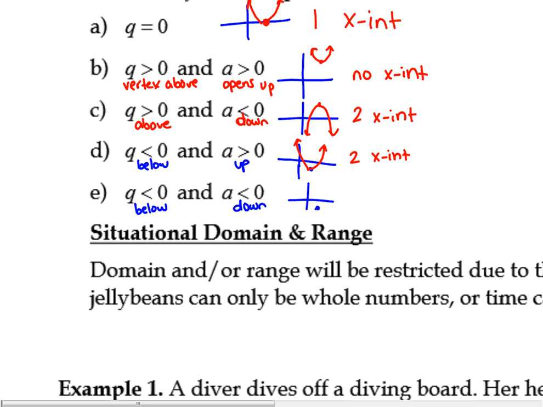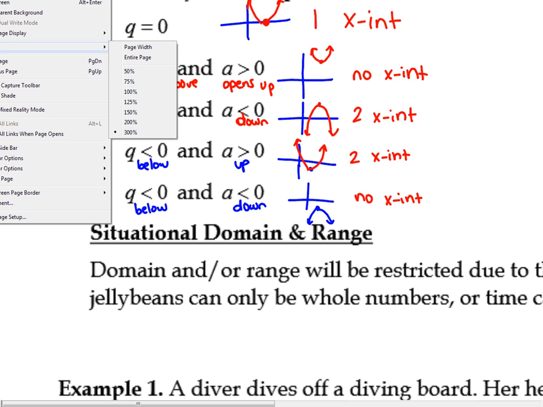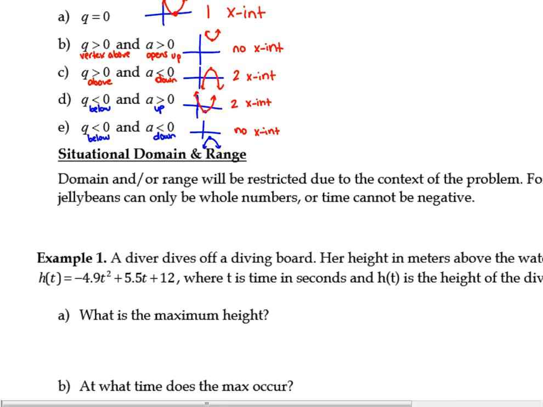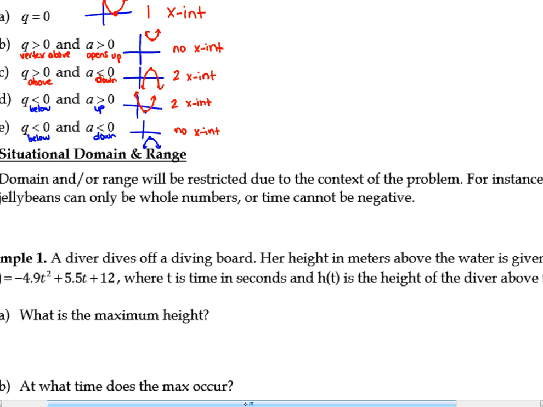So therefore, none. So it turns out that if A and Q are the same sign, there's no x-intercepts. If they're opposite signs, there are going to be 2 x-intercepts. And if Q is 0, 1. So I'm going to zoom back to normal. So we're going to look at situational domain and range.